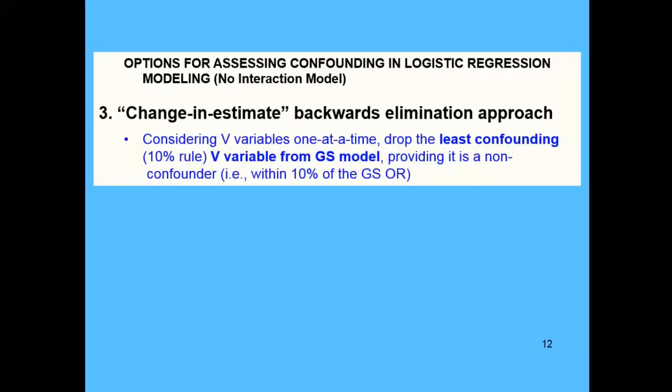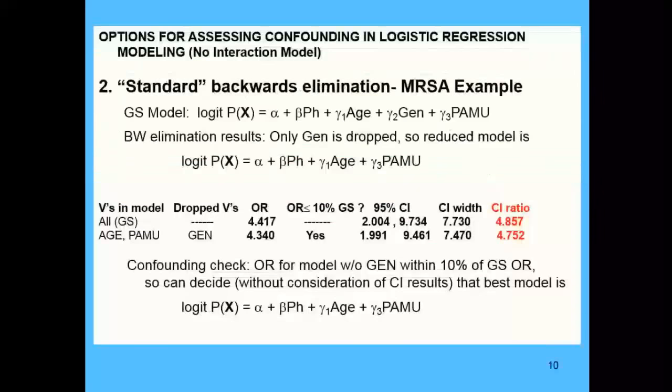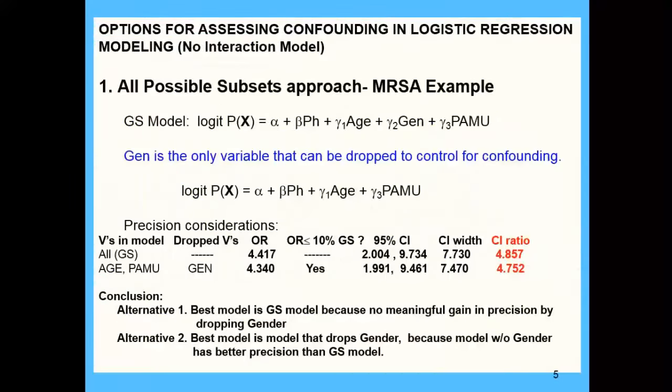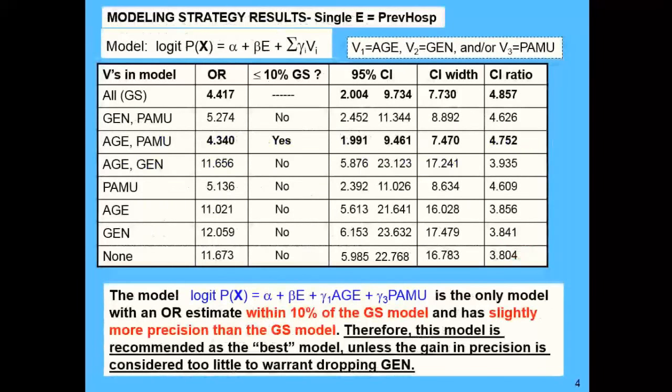Now, just to see how that would play into this, this is why I put this table back in here. Look at this table. Okay. Now, look, I got a lot of models in. This is the all possible subsets approach. Which one of these models, there's more than one, drops a single variable? Well, not this one. This is the gold standard. It has everybody in there, right? This one drops age. This one drops gender. And this one drops PAMU.